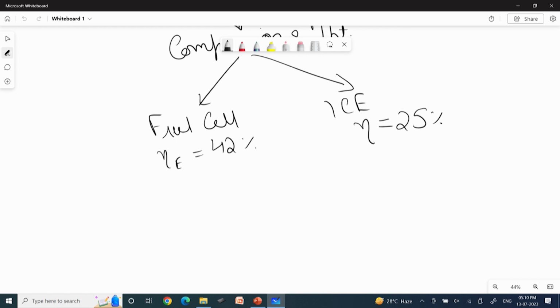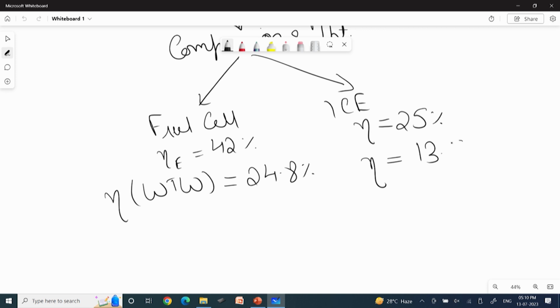And if I go with the well to wheel efficiency, this would come around to be 24.8%, and for the IC engine this would be around 13.5%. So, herein we see there could be a significant advantage in terms of the overall efficiency, and it is also a bit different how the efficiency is calculated in this particular case. We have also taken into account the construction and the manufacturing of the solar PV panels and the energy that goes into it.